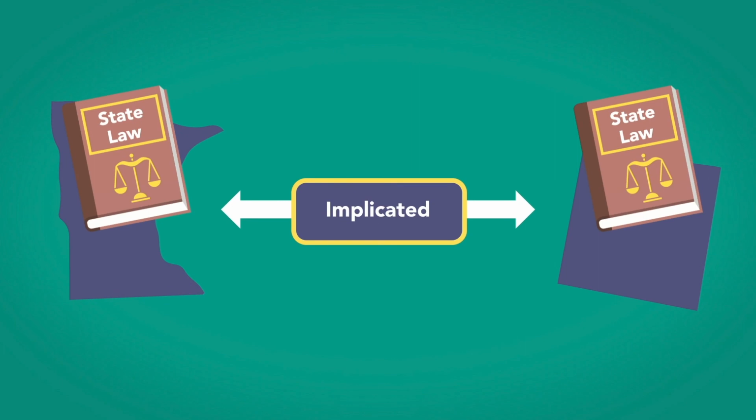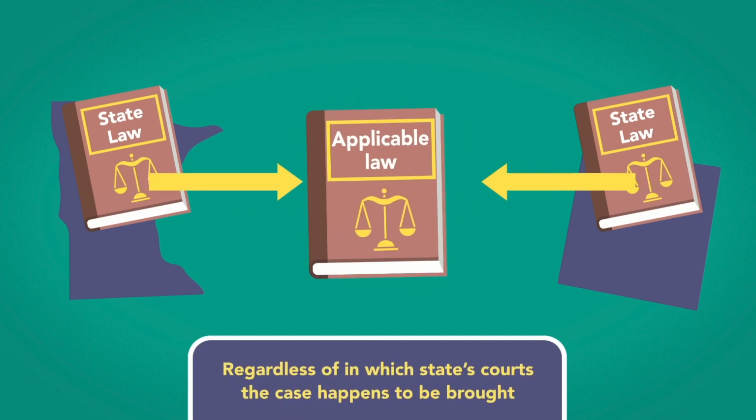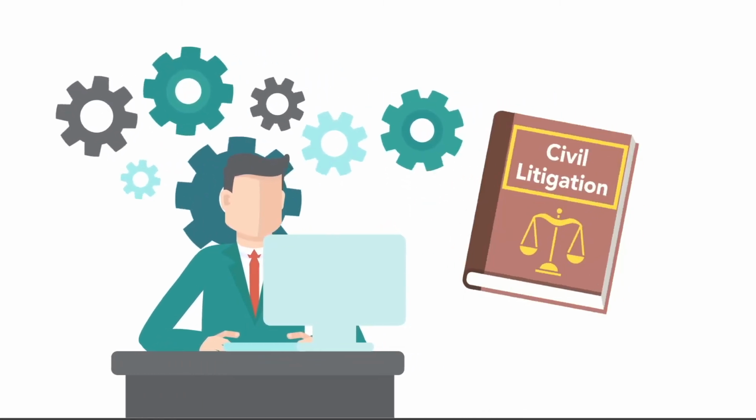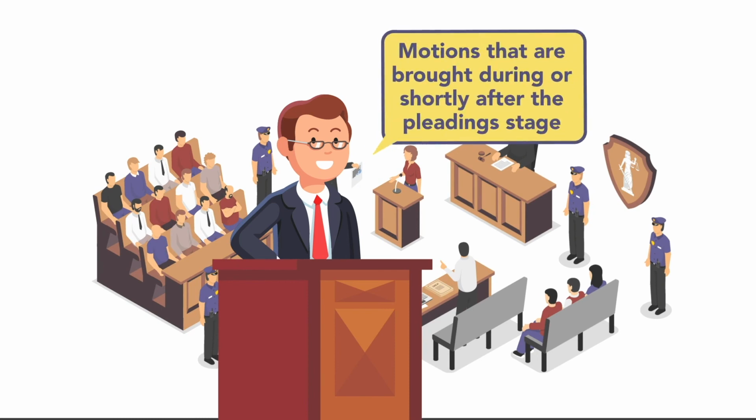There are similar sets of laws to ensure that where the laws of two or more states are implicated, the applicable law should be the same, regardless of in which state's courts the case happens to be brought. In our second module, we'll start looking at the nuts and bolts of civil litigation by discussing the pleadings that start civil cases and motions that are brought during or shortly after the pleadings stage.